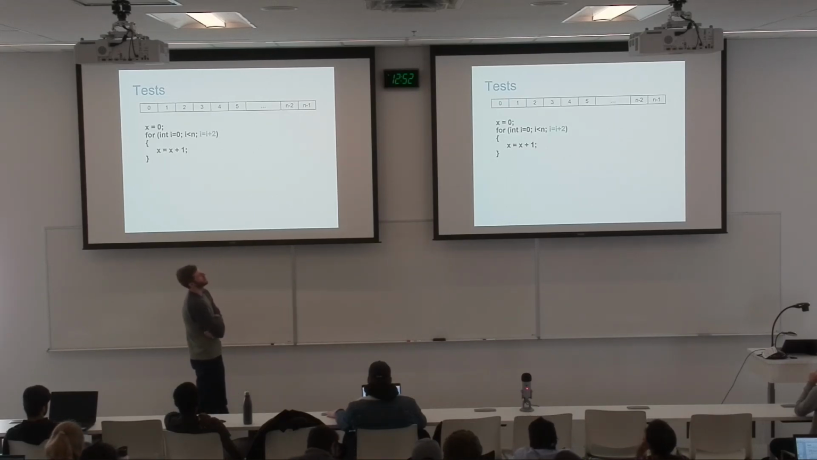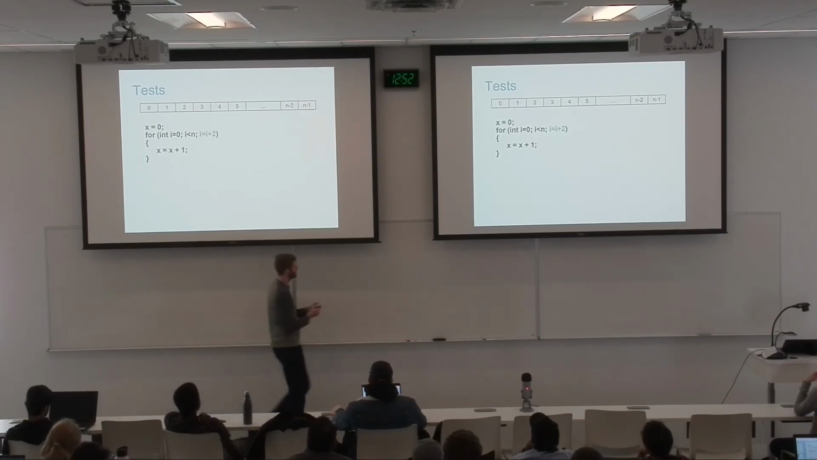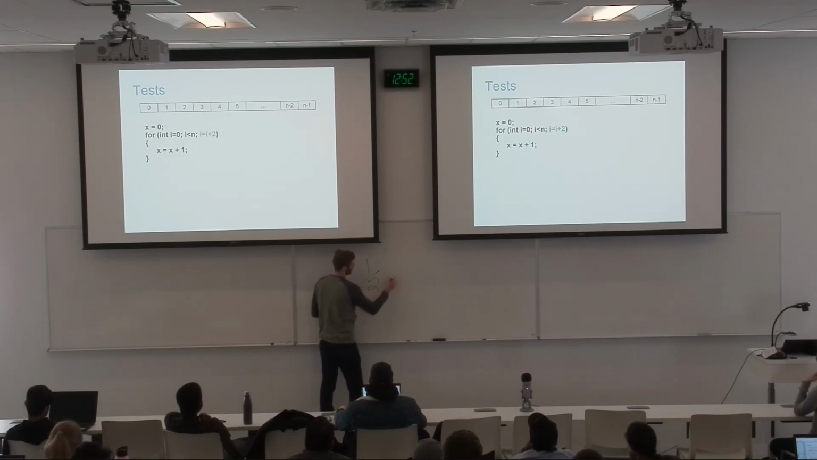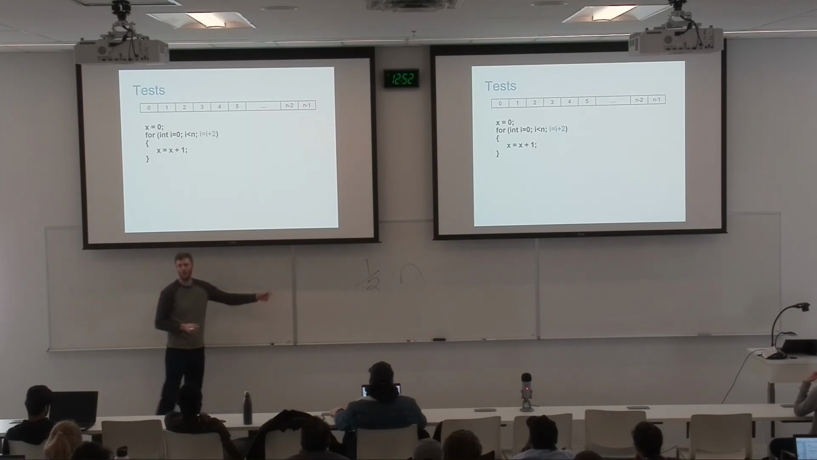I've got x equals x plus 1. That's 1 unit of work. But how many times is that loop going to run? N by 2. It's 1/2 n, n divided by 2. Yeah, it's all the same stuff. It's all 1/2 times n. That's how many times that loop's going to run.